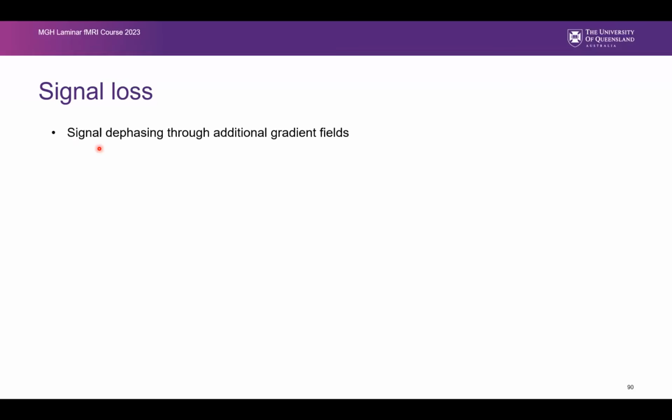So this is a little bit different to distortions. As I said, in distortions, the voxels aren't gone, they're just squished together in a different location. Signal loss means the signal is dephased. This cannot be reversed.